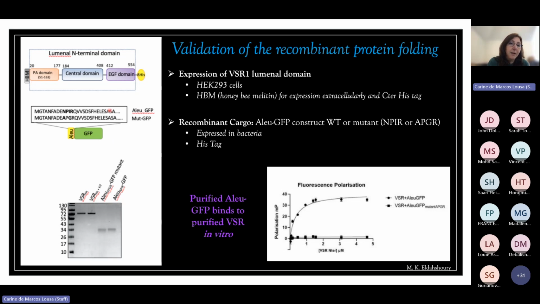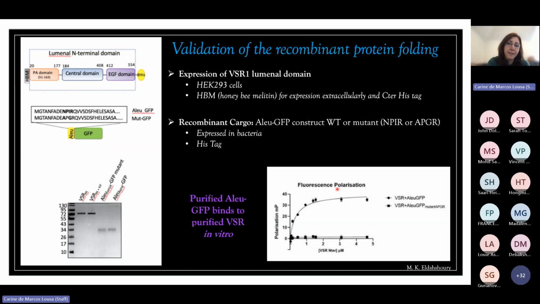At the same time, in my lab, we cloned allorane, the signal peptide of allorane, fused to GFP for visualization. We also generated constructs where the NPIR is mutated to APGR, to see if our constructs were able to bind to VSR and if it was specific to the NPIR motif. And you can see our purifications here in Coomassie are quite clean.